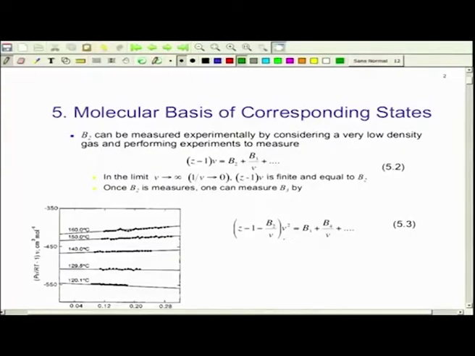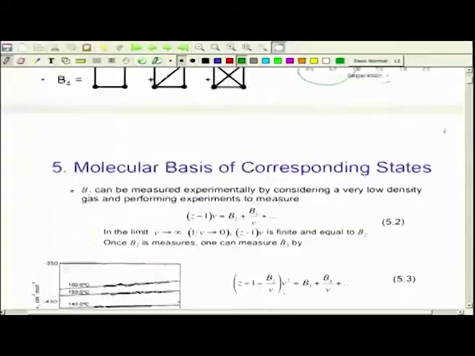However, the difficult part is expressing the potential models. That is why the model potential comes into the picture, which we are going to talk about a little later. Let me also explain how this B2 gets evaluated experimentally.